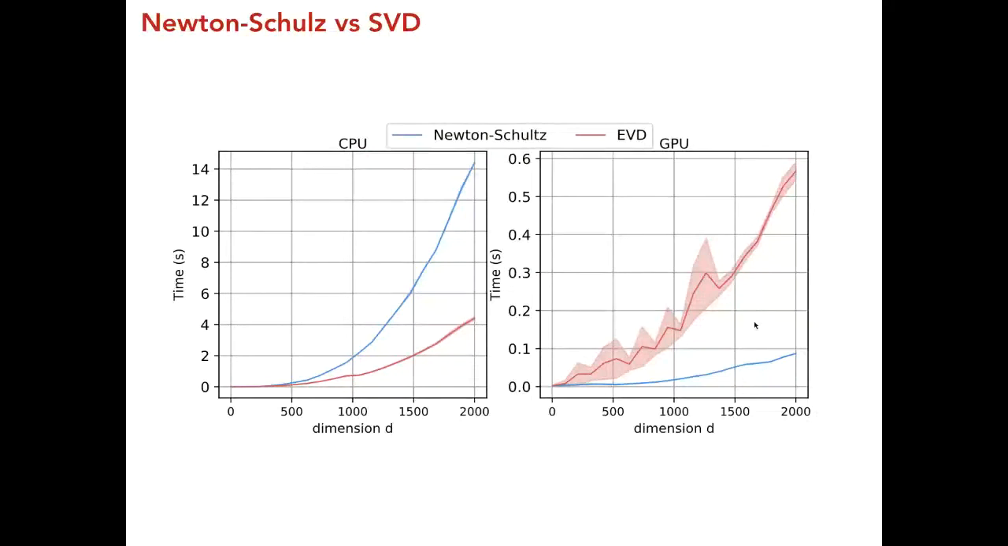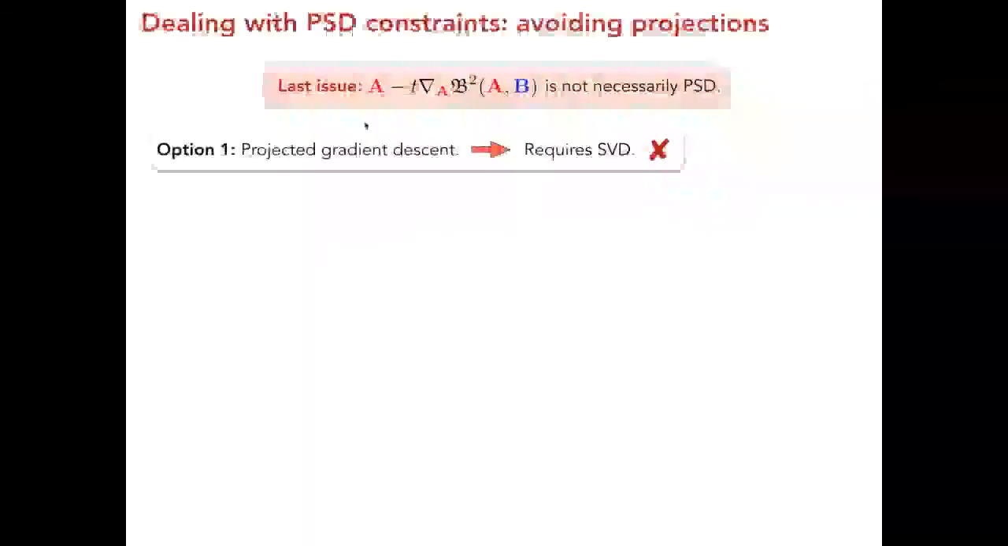But now we need to be able to do gradient steps. Indeed, there's a last remaining issue, which is that if I take a parameter, a covariance matrix, and I update it using a gradient update, then the result is not necessarily a positive semi-definite matrix. It's going to be symmetric, but not necessarily positive semi-definite. So the first option would be to do projected gradient descent. So I take this and I project it back on the cone of PSD matrices. But this requires doing a singular value decomposition, which is something we'd like to avoid because it's a bit expensive. So we'd like to find another way to do that.